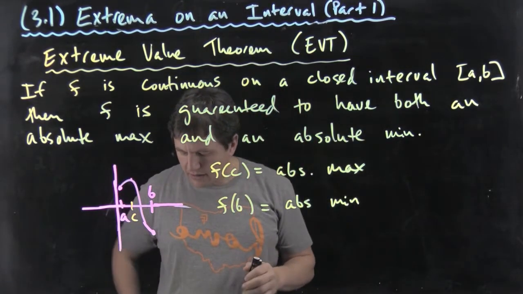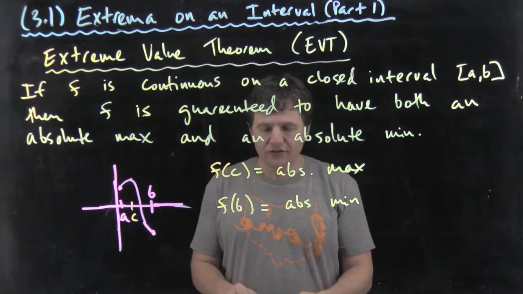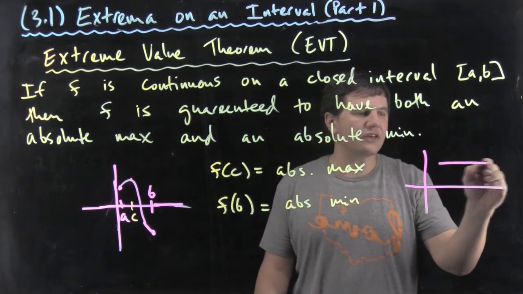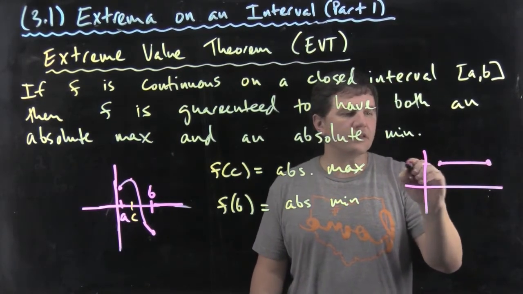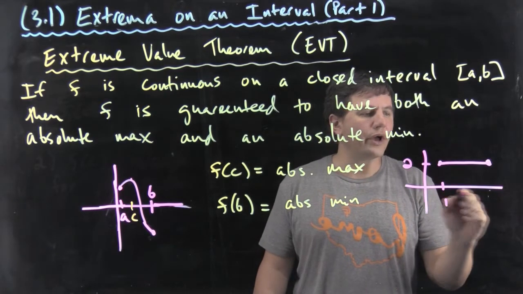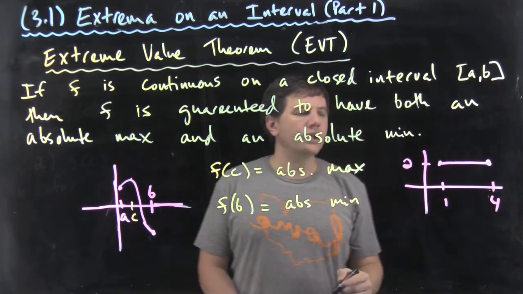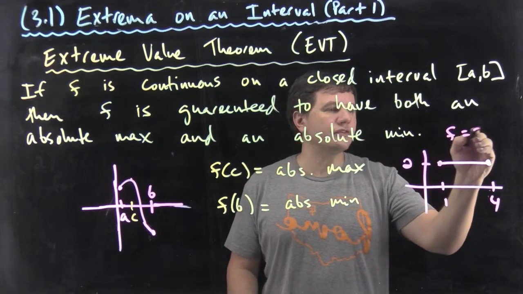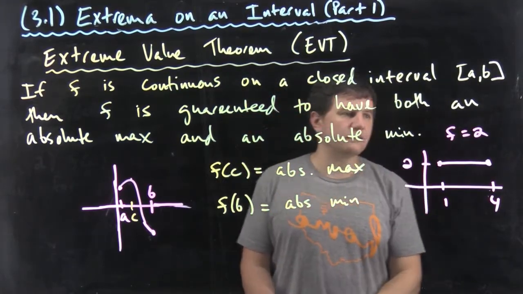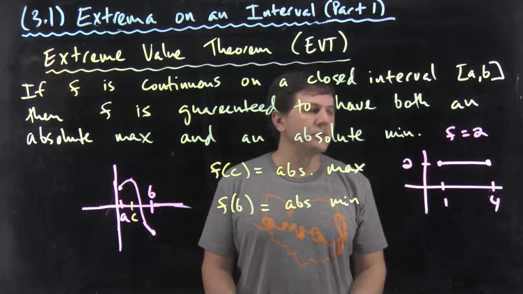Now, if you're thinking, what if a function is a horizontal function? Sometimes people, so let's say I just had a horizontal function. Let's say this is at 2, and let's say I'm looking from 1 to, let's say, 4. So we're looking at the horizontal function, f is equal to 2, or constant function. Someone might think that doesn't have a max nor a min.